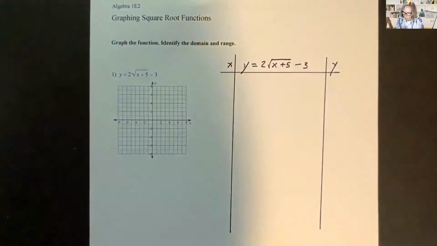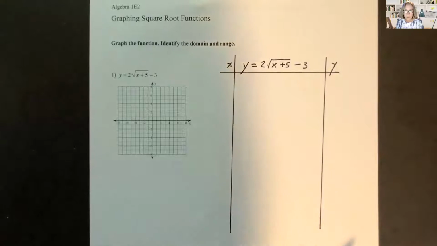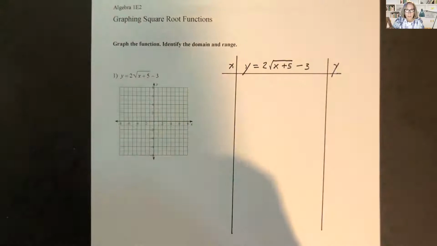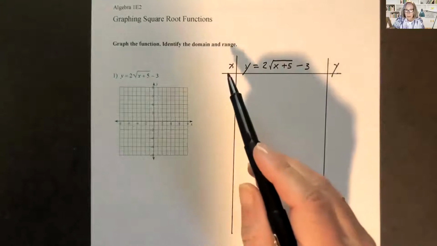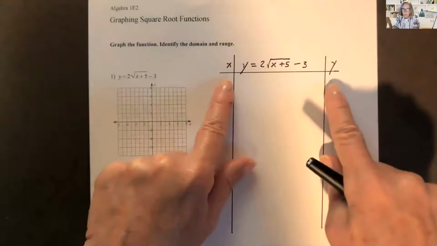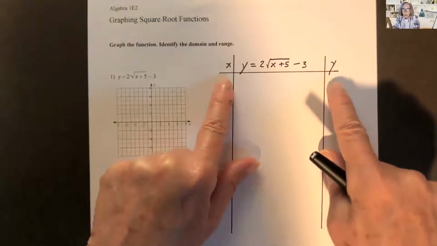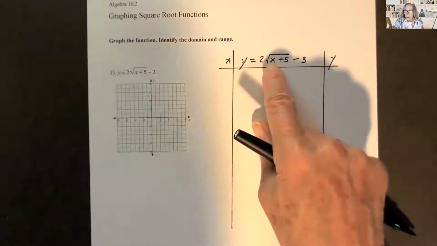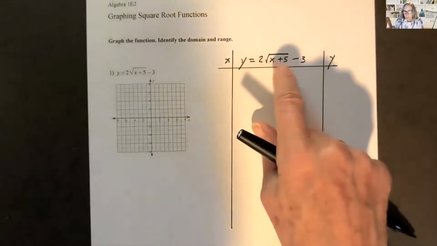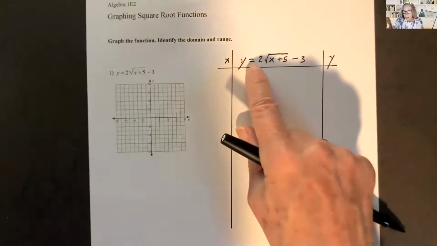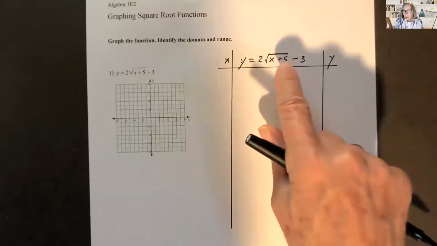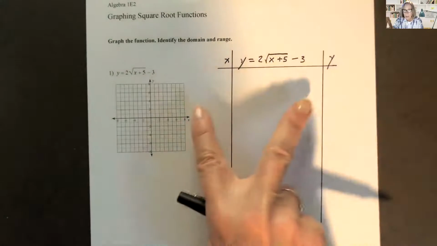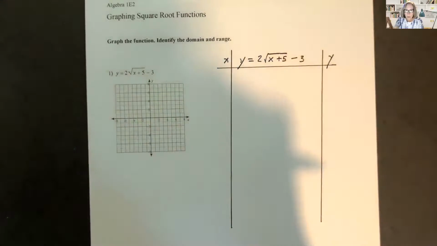Hi, this is a short video on how to graph a square root function using an XY table. What I've done is I've got an XY table, and I'm going to find some points, the X coordinate and the Y coordinate, by putting certain numbers for X into the function here, simplifying the value under the radical, multiplying it by 2, and subtracting 3, and I'll get a Y value. And once I've got an X and a Y, I'll plot the point.